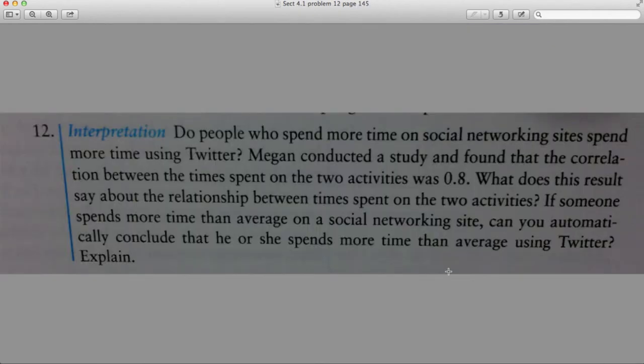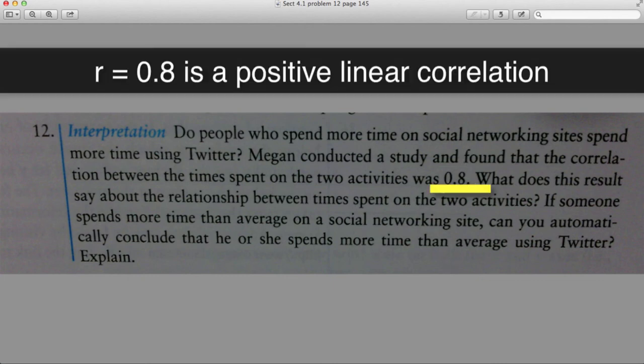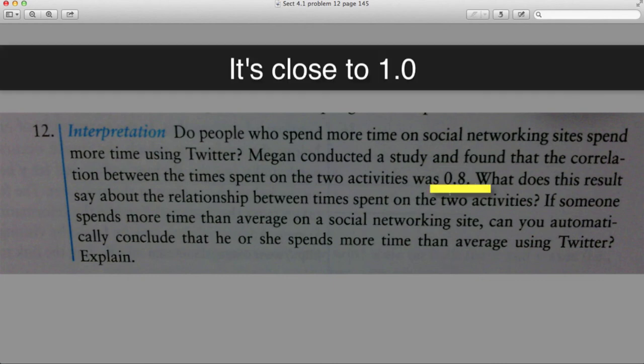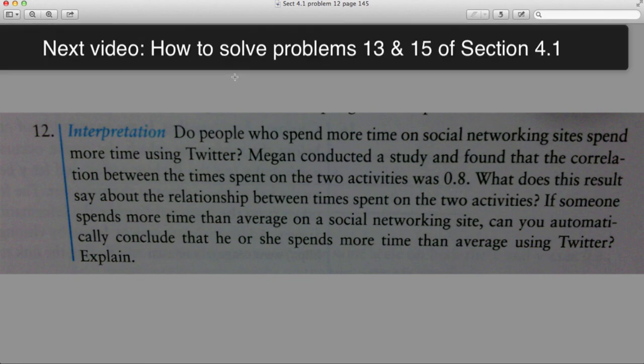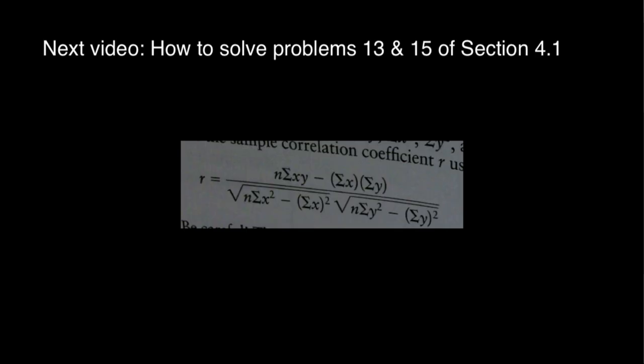Let's go back to Megan's correlation coefficient R, which equals 0.8 right here. That would be a moderate correlation, and it is positive, which suggests that people who spend more time on social networking sites tend to also spend more time on Twitter. Also, you have to remember that these correlations are not 100% certain, so they're not set in stone. The next video will show you how to calculate problems 13 and 15 of this section. This is where we're going to go into learning how to solve that big formula.